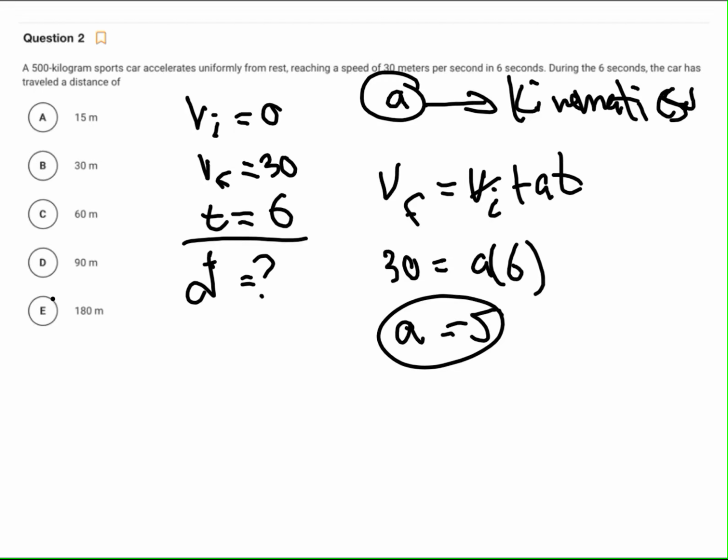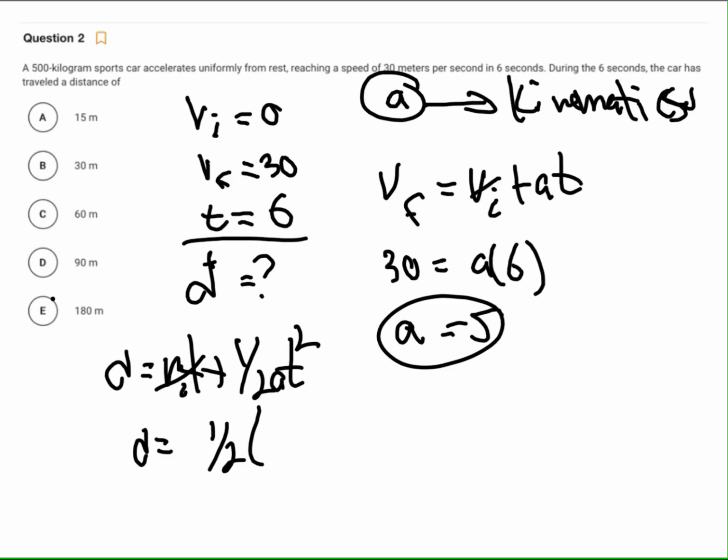Then we use the distance formula. So d equals vi t plus 1/2 a t squared. So d equals 0 plus 1/2 times 5 times 6 squared, which gives you 90.